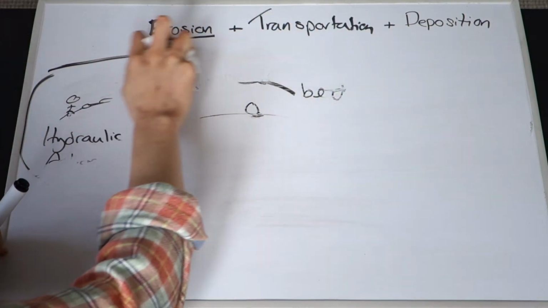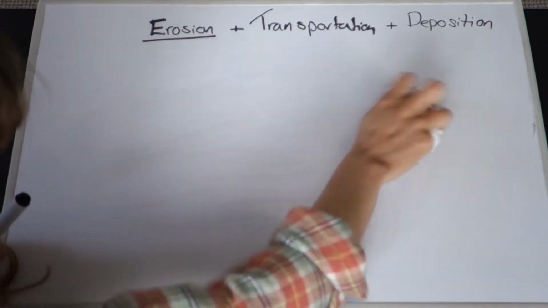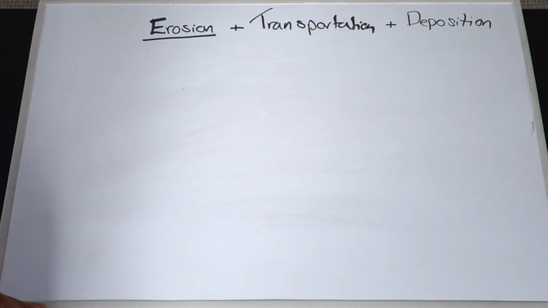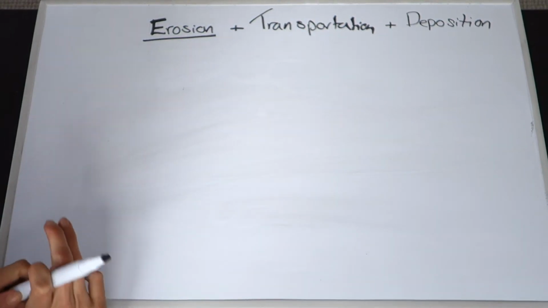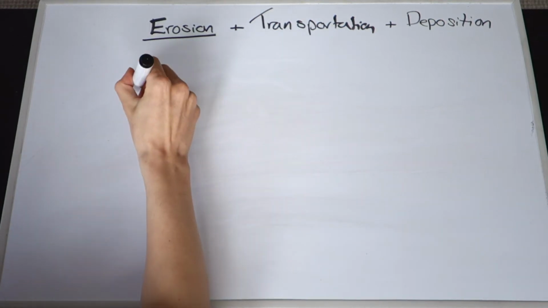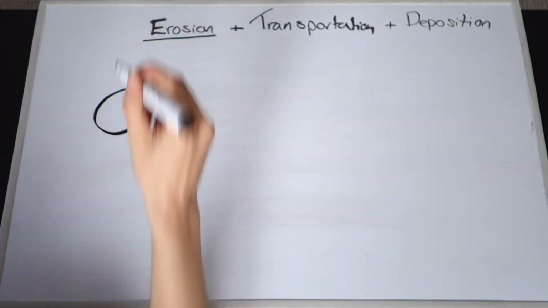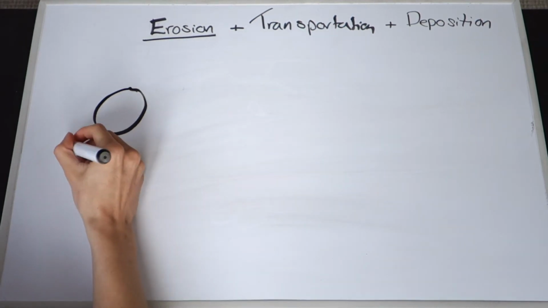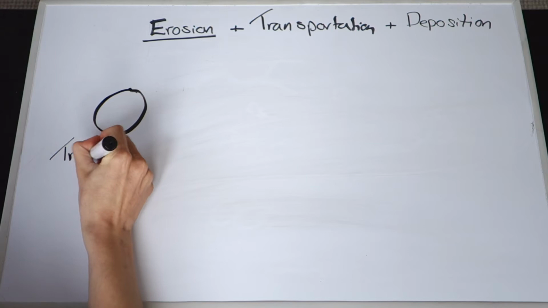But how does that load actually get moved? Well, it gets moved by the processes of transportation. And there are four processes of transportation. Depending on how heavy the load is, it will get moved by a different form of transportation. So really heavy loads, we're talking like big boulders that are found near the source of the river, they get moved by traction.